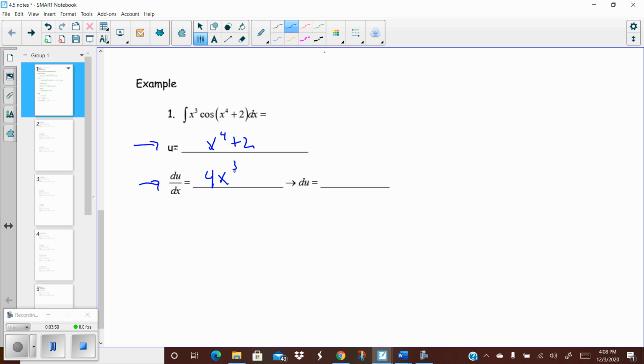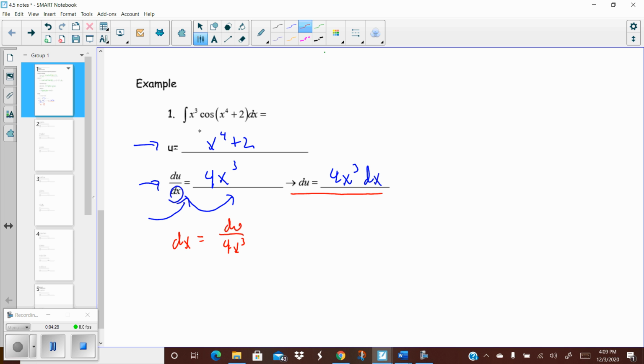And then if I was to solve this equation for du, I'm simply going to multiply the dx over to the right-hand side and get 4x cubed dx. Now I'm actually going to add another step, which says that if I was now to solve this equation for dx, I'm going to divide both sides by 4x cubed. So then I would get that dx equals du over 4x cubed. Why would I do all of this? Why am I trying to do this?